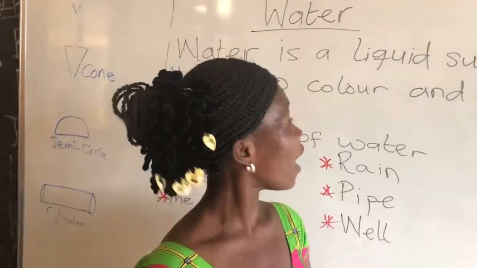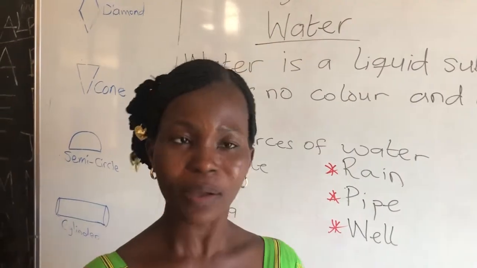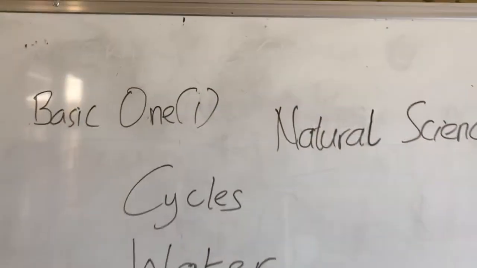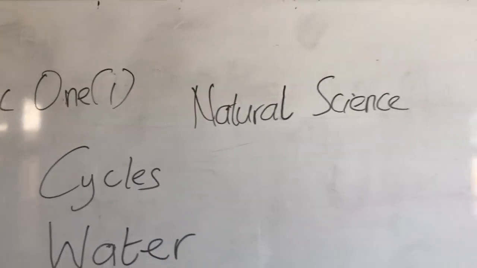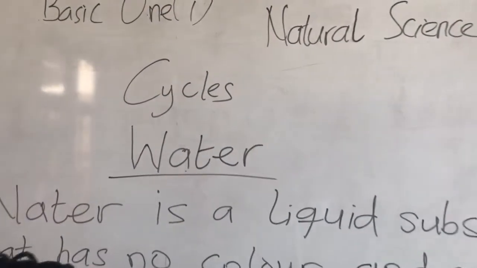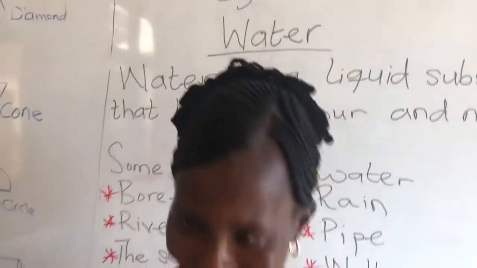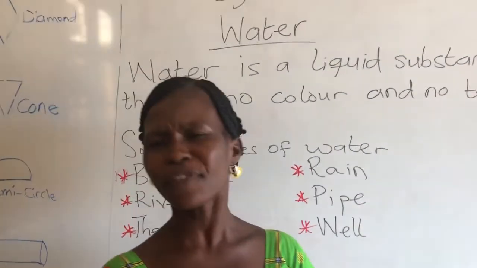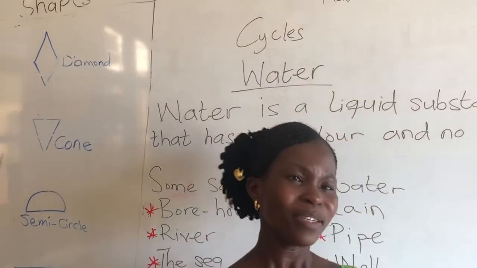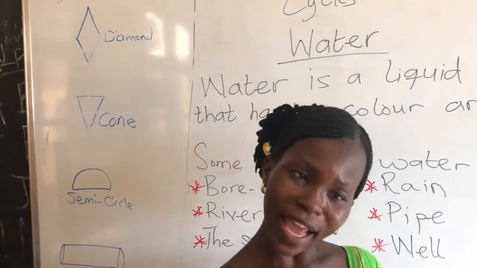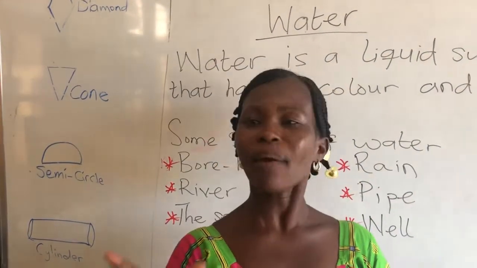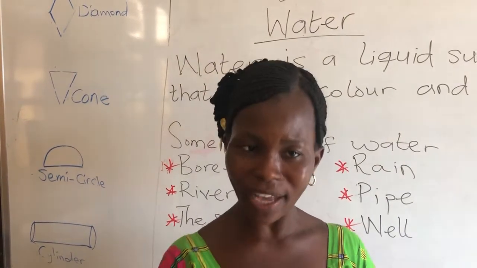Today, our subject is on what? Natural science. Now, when you wake up in the morning, what is the first thing that you do? You wash your face. And what do you use to wash your face? Usually, you use water. Now, after washing your face, what else do you do? You brush your teeth. Brushing your teeth, you use porcelain and toothbrush and toothpaste, together with water.